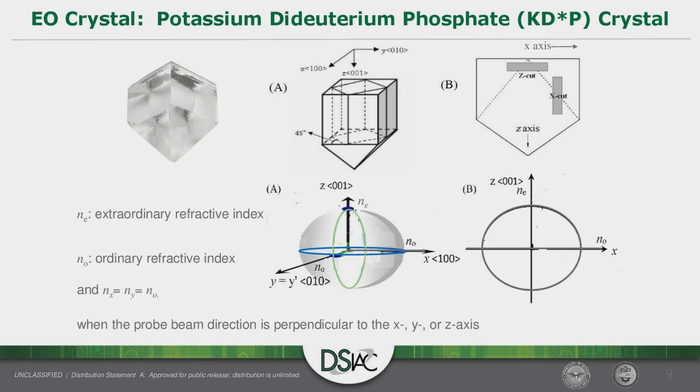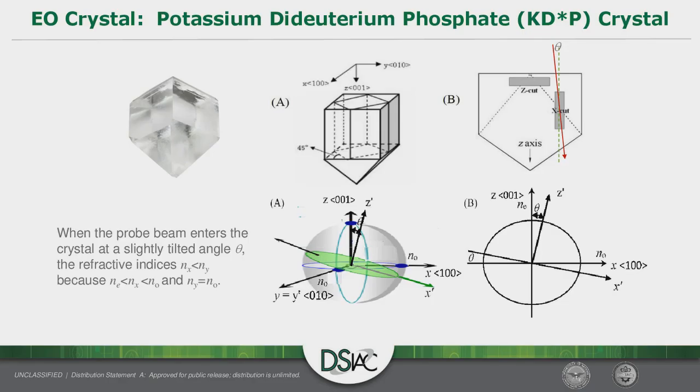If you make a two-dimensional xz plane, then the refractive index n sub o is larger than the refractive index n sub e. So next slide, please.